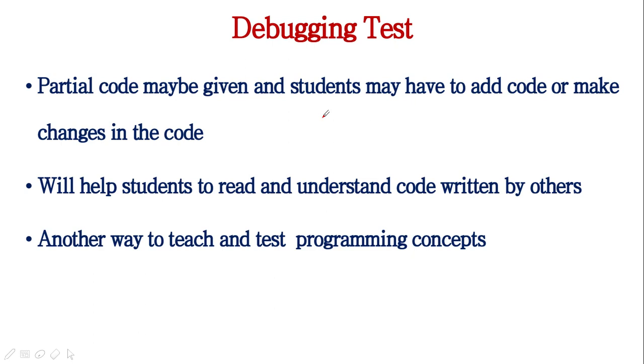The objective of giving debugging questions is to help the student read and understand code written by others. Because we give the code partially, they have to read the way in which we have written it, and add the lines as required so that the expected output comes. This is another way to teach and test programming concepts, and it also helps them initiate some kind of open source coding. It will not be a very great level of open source coding, but it helps students start reading others' code, which is very much required when they do open source contributions.